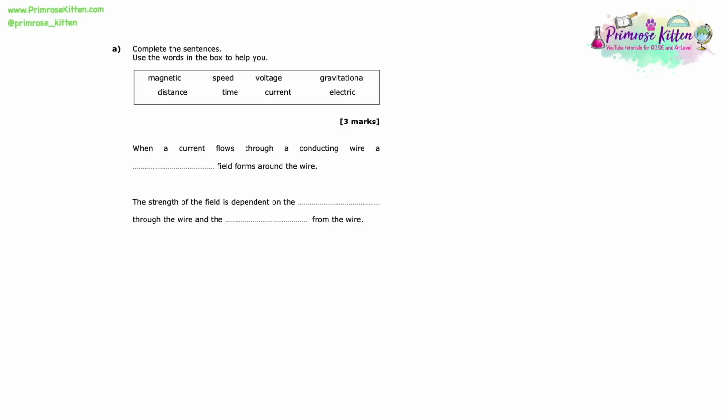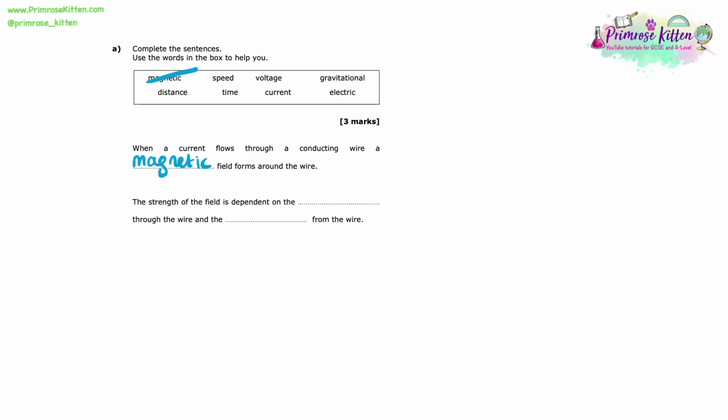Here we're asked to complete the sentences, using the word in the box to help you. Here we're told that when a current flows through a conducting wire, a something field forms around the wire. So we need to know that whenever we have a conducting wire that has current flowing through it, we have a magnetic field forming around the wire. So that is our first word here, and we can cross that out.